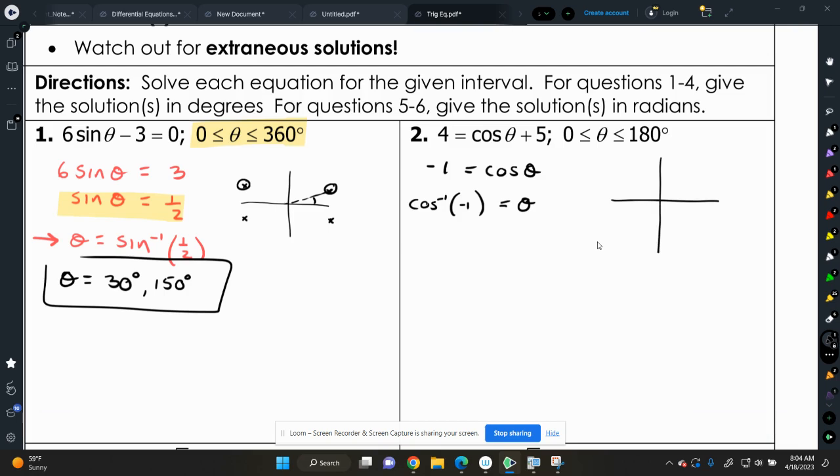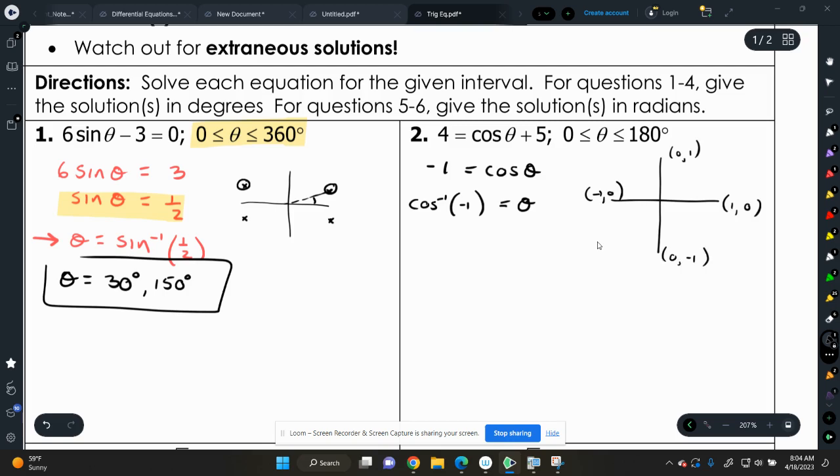Okay, inverse cosine. So where is the cosine? Cosine is the x value. Where is a cosine equal to -1? Well, let's see. This is 1, 0. Here we have 0, 1, -1, 0, 0, -1. So where's the cosine equal to -1? 180 degrees. Good.